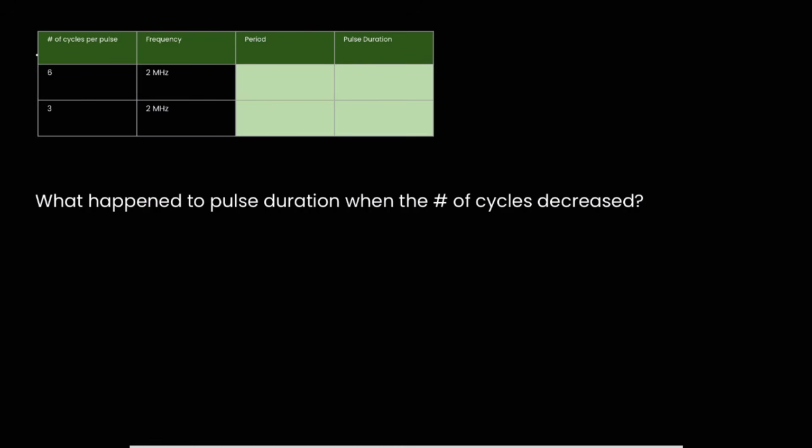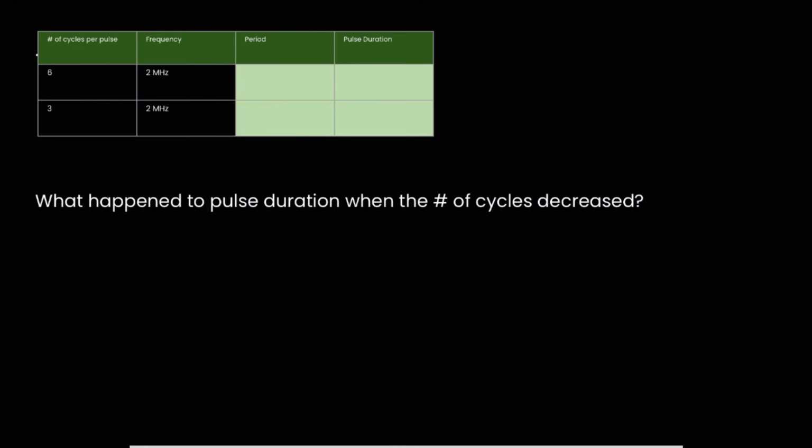In these questions, you are responsible for filling out the highlighted green areas based on the pulse duration formulas that we just learned. You have a chart with the number of cycles, frequency, period, and pulse duration to fill in with certain elements of the graphs completed. Our first graph offers us that there are 6 cycles per pulse in a wave that has a frequency of 2 megahertz. We need to figure out the period and the pulse duration.